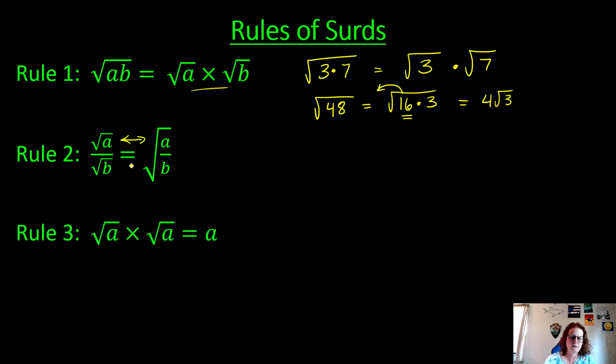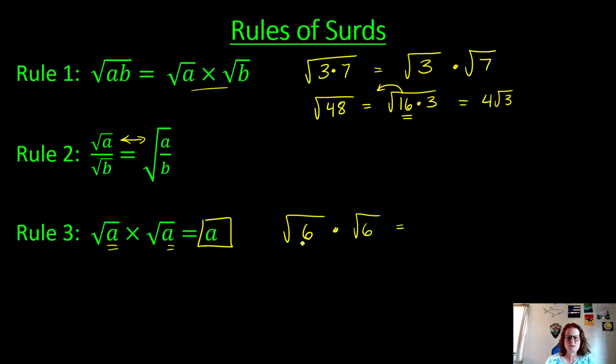Rule number 3: the square root of a times the square root of a comes out to be just a. Let's do this using numbers. If I have the square root of 6 times the square root of 6, notice it has to be the same number inside. Okay, a and a, so it has to be the same number.